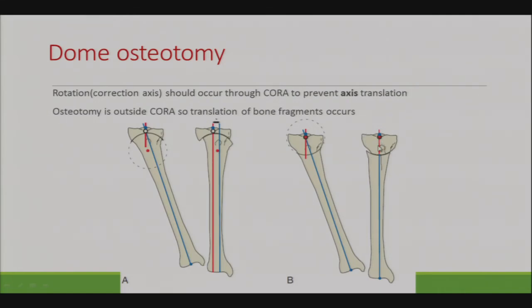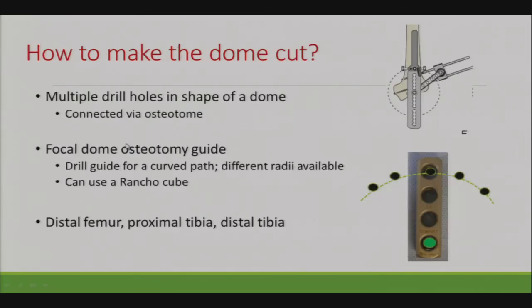And so it's not a perfect realignment, but it gives you good bone contact and realigns the axis of the proximal and distal segments. This is the old McKay osteotomy above the tubercle. And you can see there's translation of the axes because the correction axis is not at the site of the CORA.